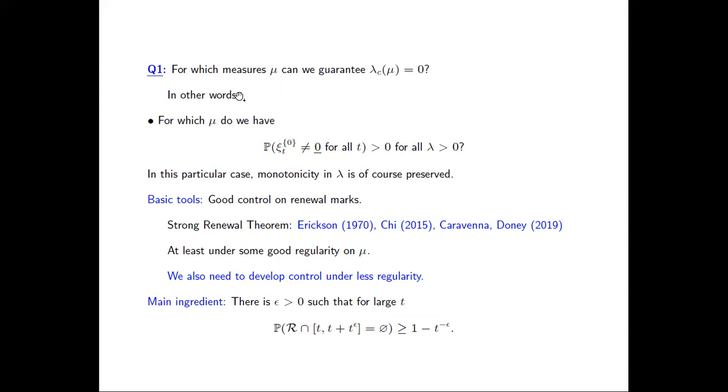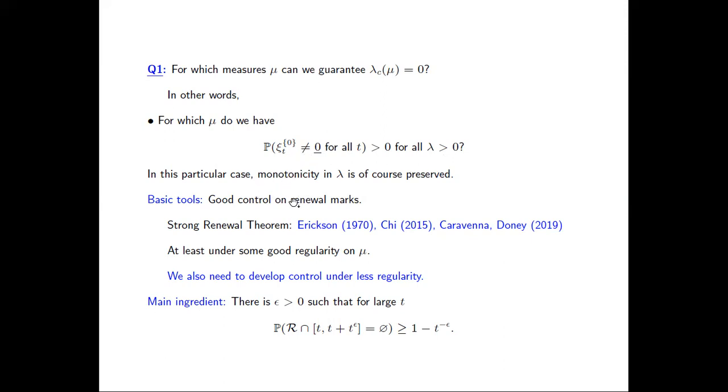Okay, since in the case I'm looking at the transmissions are Poisson, you of course have a monotonicity in lambda. So asking this is the same as asking that if we start with a single infected individual, then the infection will remain forever with positive probability, no matter how small lambda is. That's the first question that I want to say something about.